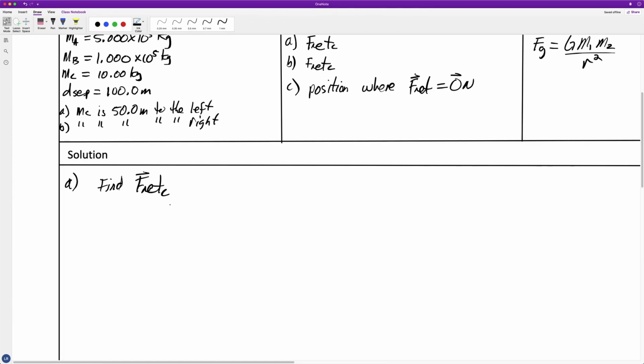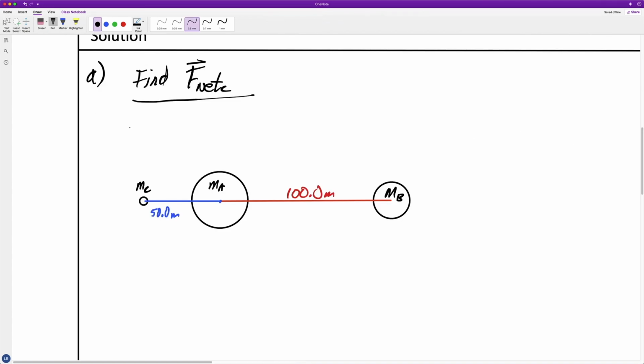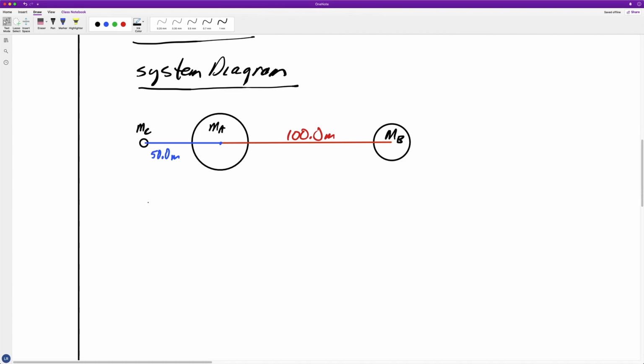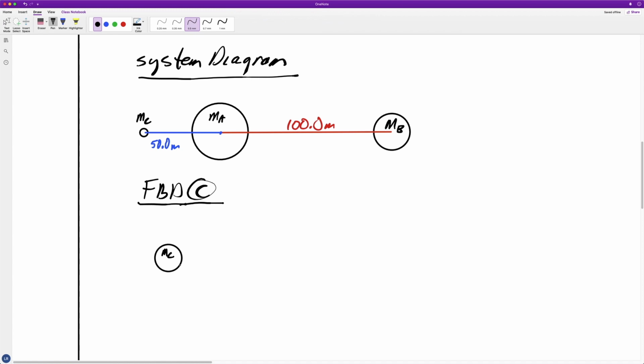So for part A, we're looking for the net force acting on C. First of all, let's start off with our system diagram. In our system diagram, MA and MB, the larger and the smaller asteroid, are separated by 100 meters. MC is located 50 meters to the left of MA, and they're all on a single line. So the next step is to draw the free body diagram acting on object C. So here's our MC, and let's color code these. Let's make MA the blue, and MB will make green.